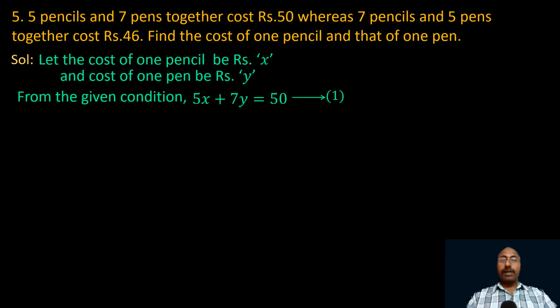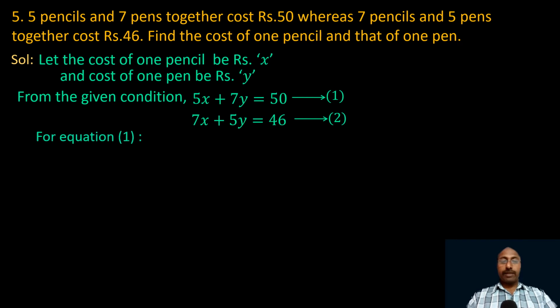And also it is given that cost of 7 pencils and 5 pens. Cost of 7 pencils is 7 into x and 5 pens is 5 into y. So 7x plus 5y is equal to 46. So equation 2. So we need to solve these two equations graphically.